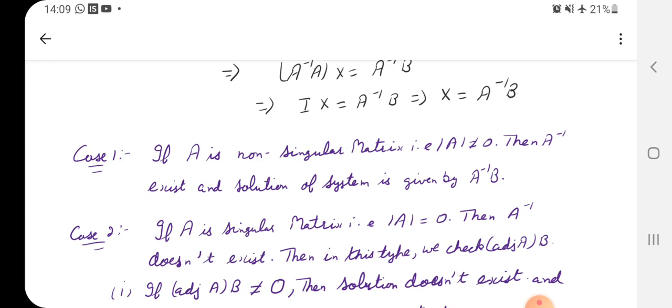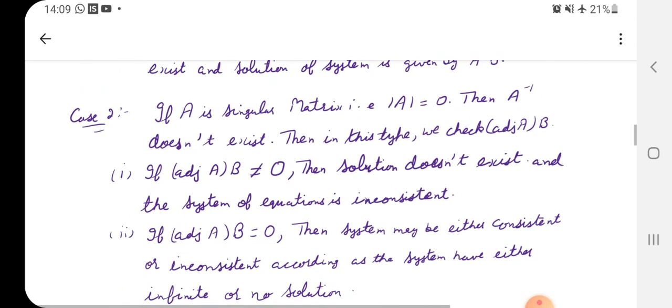Now case 1: if A inverse exists. A inverse will exist whenever the matrix is non-singular. You all know the inverse of a matrix exists only if A is non-singular. Non-singular means the determinant is non-zero. So if the determinant is non-zero, a solution exists. If A inverse exists, the solution of the system will be given by A inverse B.